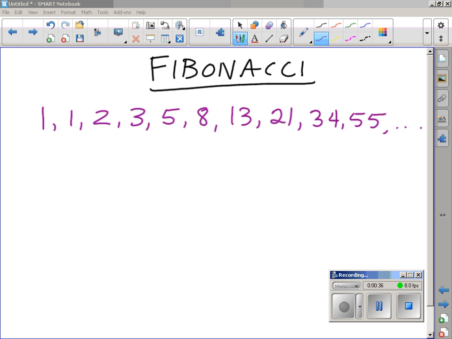You can even Google this and you'll get a funny picture. The Fibonacci numbers on Donald Trump's head, and it's hysterical.